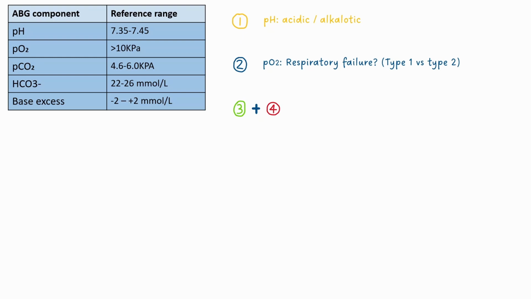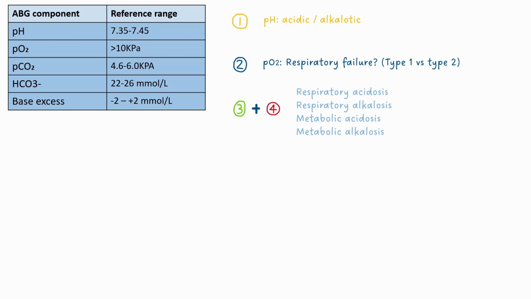If the carbon dioxide matches the pattern of the pH, it's likely a respiratory cause. If the bicarbonate matches the pH, it's a metabolic cause. We can also assess whether there is any compensation from either carbon dioxide or the bicarbonate.